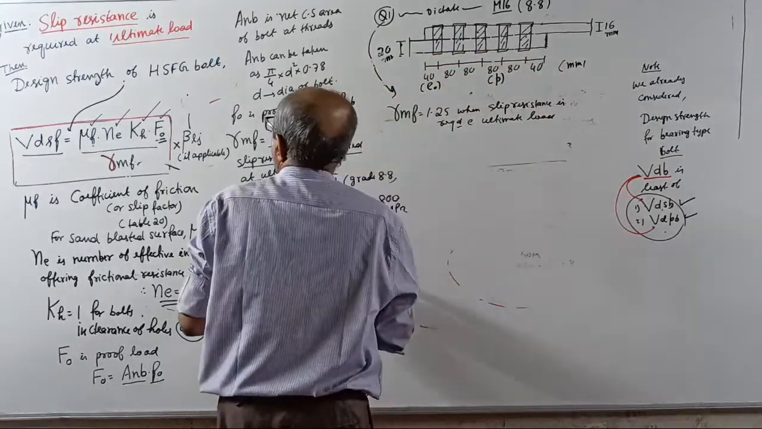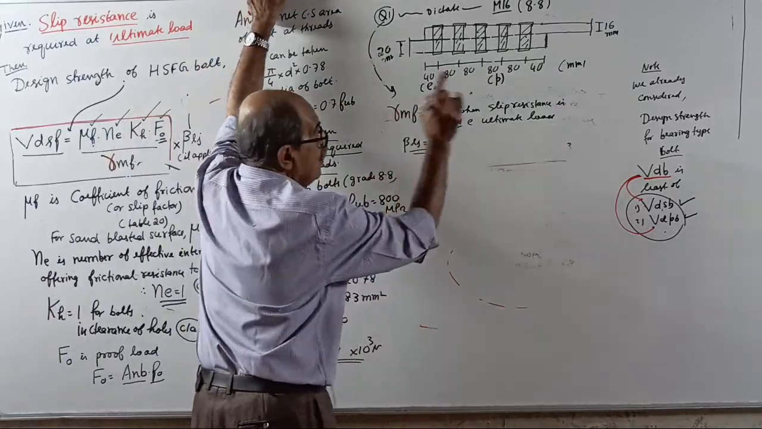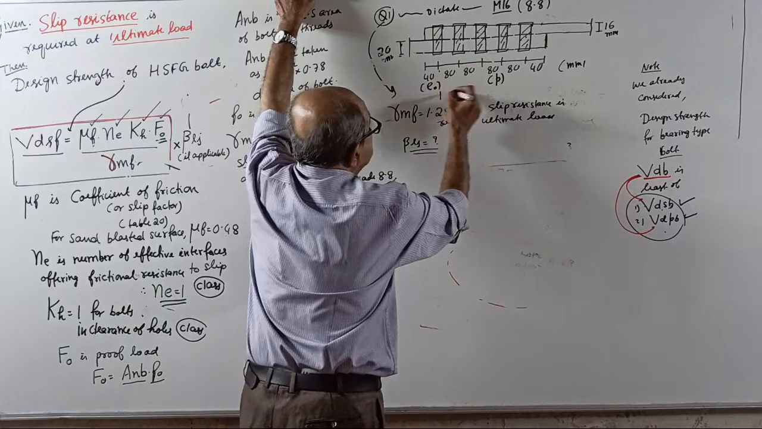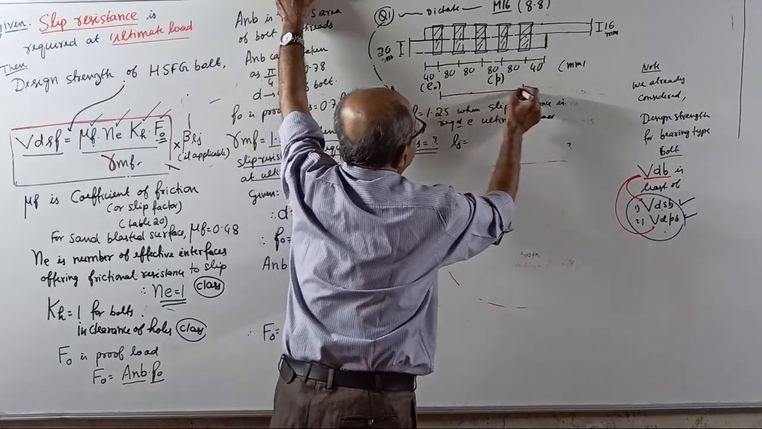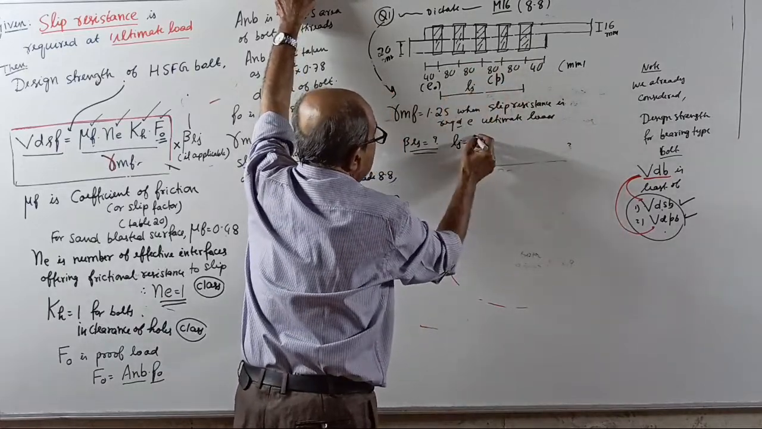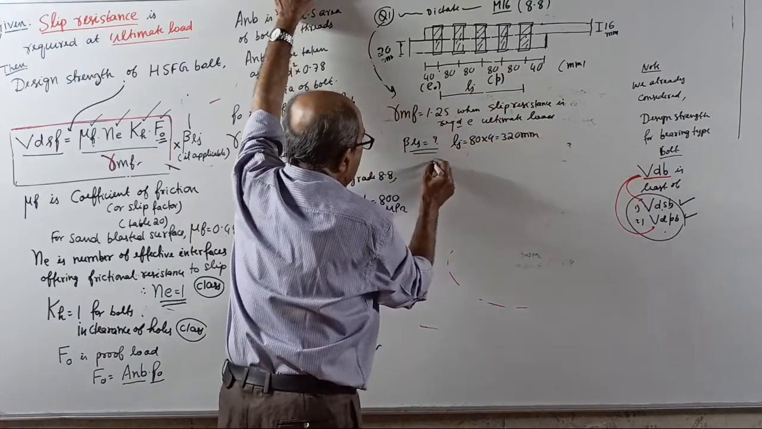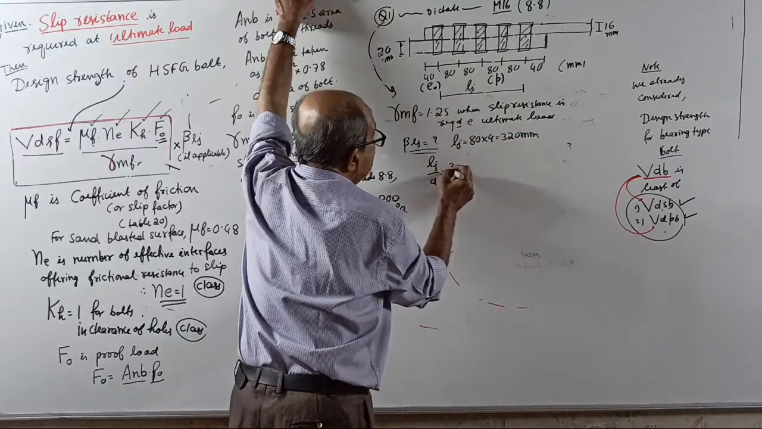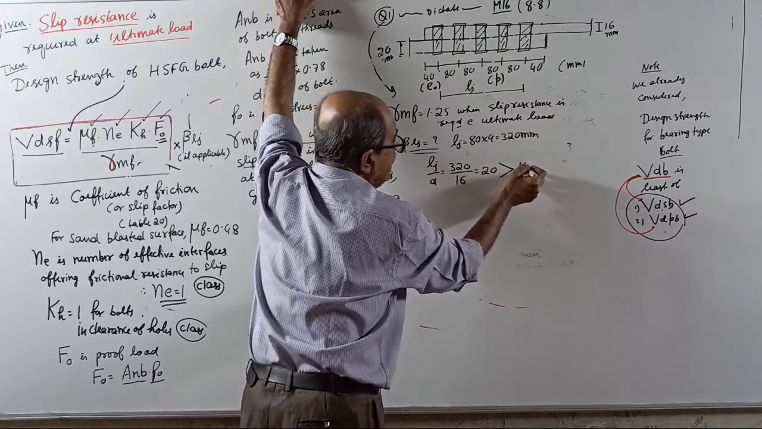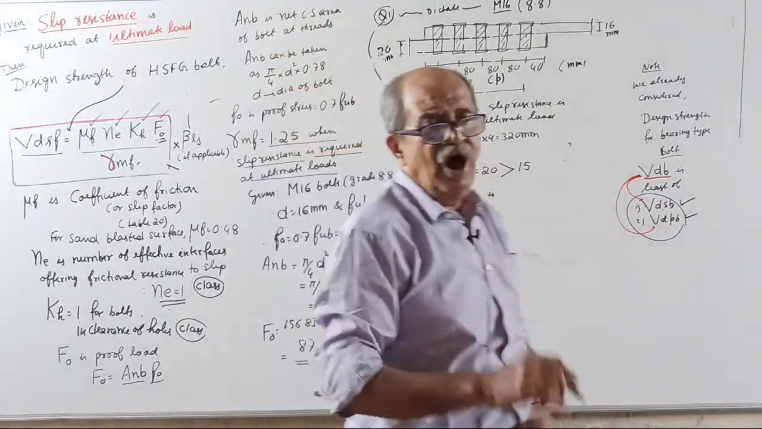Lastly, beta Lj. For that, you calculate the length of joint. Length of joint is from the first bolt to the last bolt in the direction of force, Lj. Lj equal to 80, 80, 80, 80. 80 into 4 equal to 320 millimeter. Then calculate Lj by d: 320 by 16 is 20. This is more than 15. Therefore, tell me, is beta Lj applicable or not applicable?